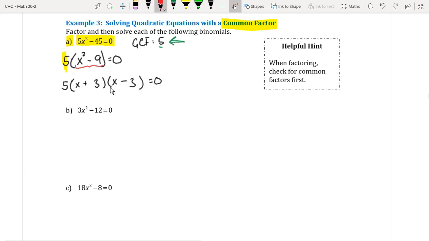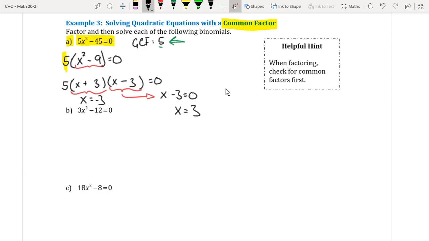And we can pull out the binomials and set them equal to 0. So let's start with this one here. x minus 3 equals 0 when x equals positive 3. And for the first binomial here, if we set that to 0, then we're going to get x equals negative 3. So our roots here are going to be x equals plus or minus 3.